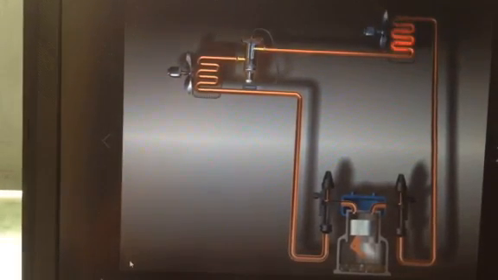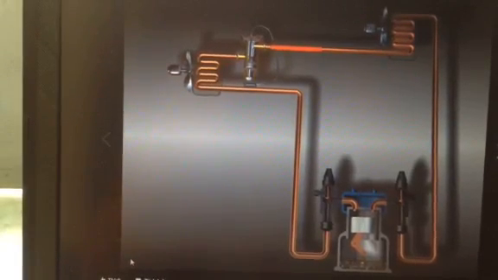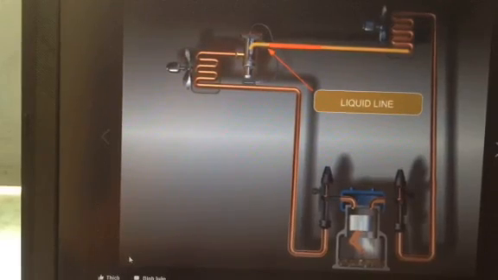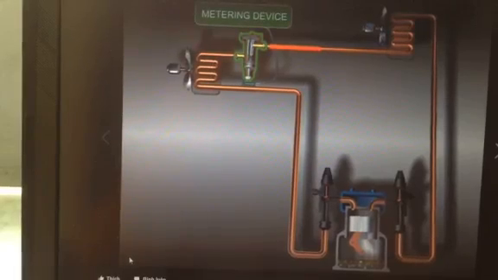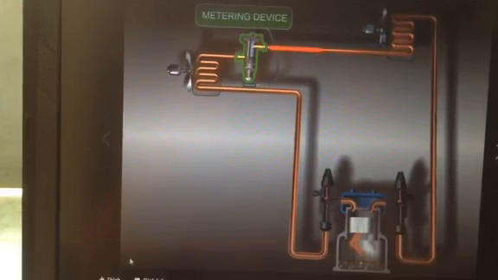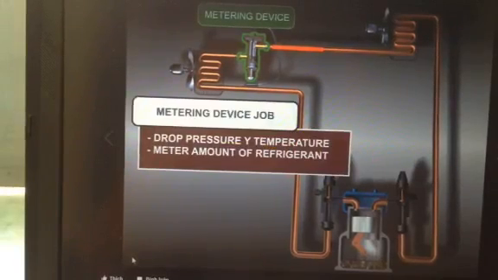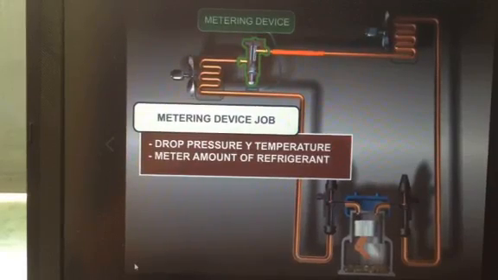When the refrigerant comes out of the condenser and flows to the inlet of the metering device, this refrigerant line is known as the liquid line. At the inlet of the metering device, the refrigerant goes in at a high pressure and temperature liquid subcool. The metering device's job is to drop the pressure and temperature and meter the amount of refrigerant entering the evaporator coil.